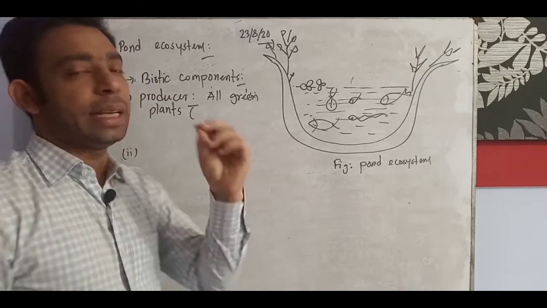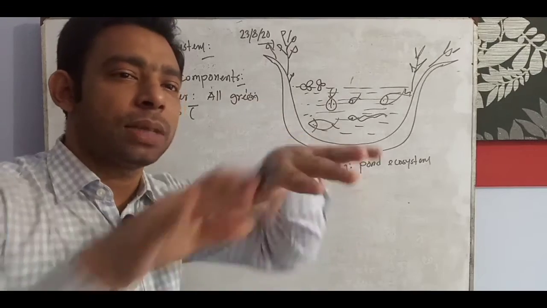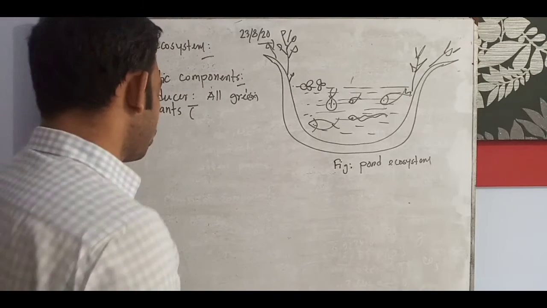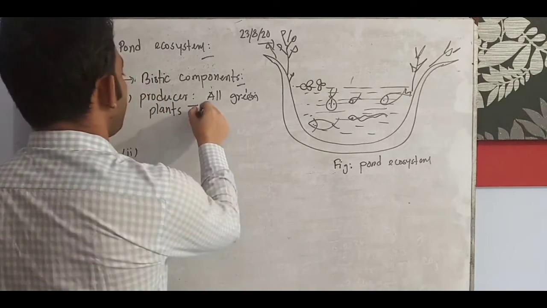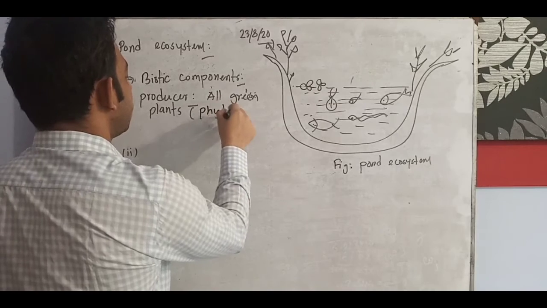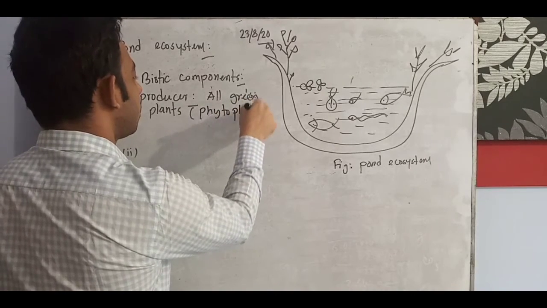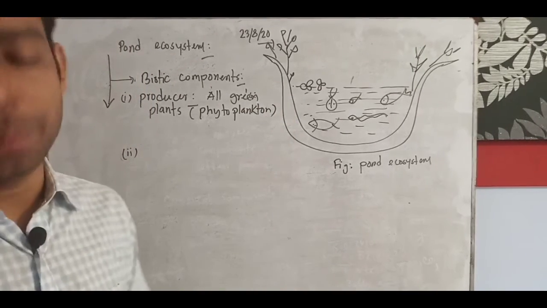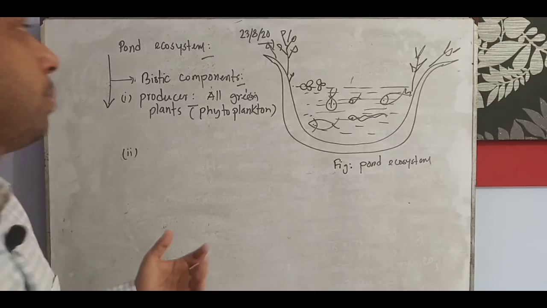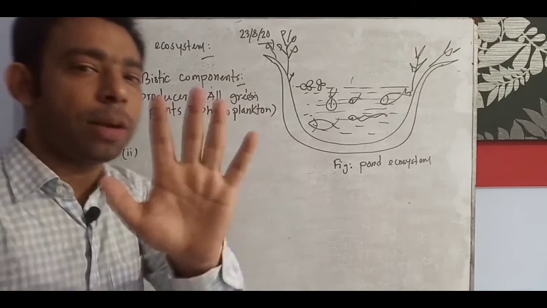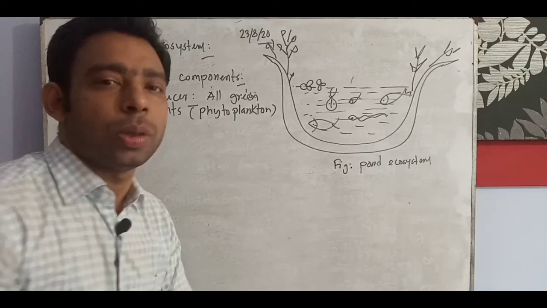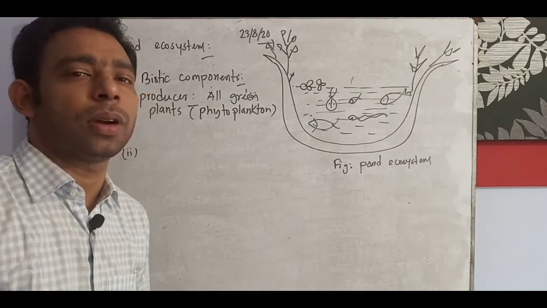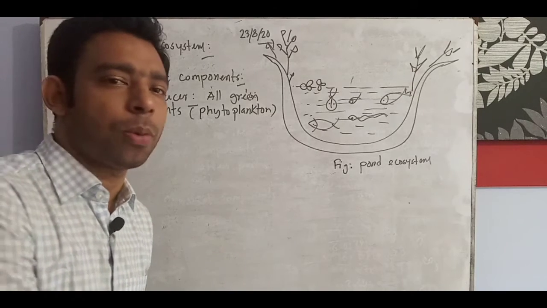Phytoplankton are very tiny green plants floating on the surface of the water in the pond. So we will write that the producer is the phytoplankton also. In general you can write all types of green plants, as well as the phytoplankton, the small tiny green plants floating on the surface of the water, are the producers in the pond ecosystem.